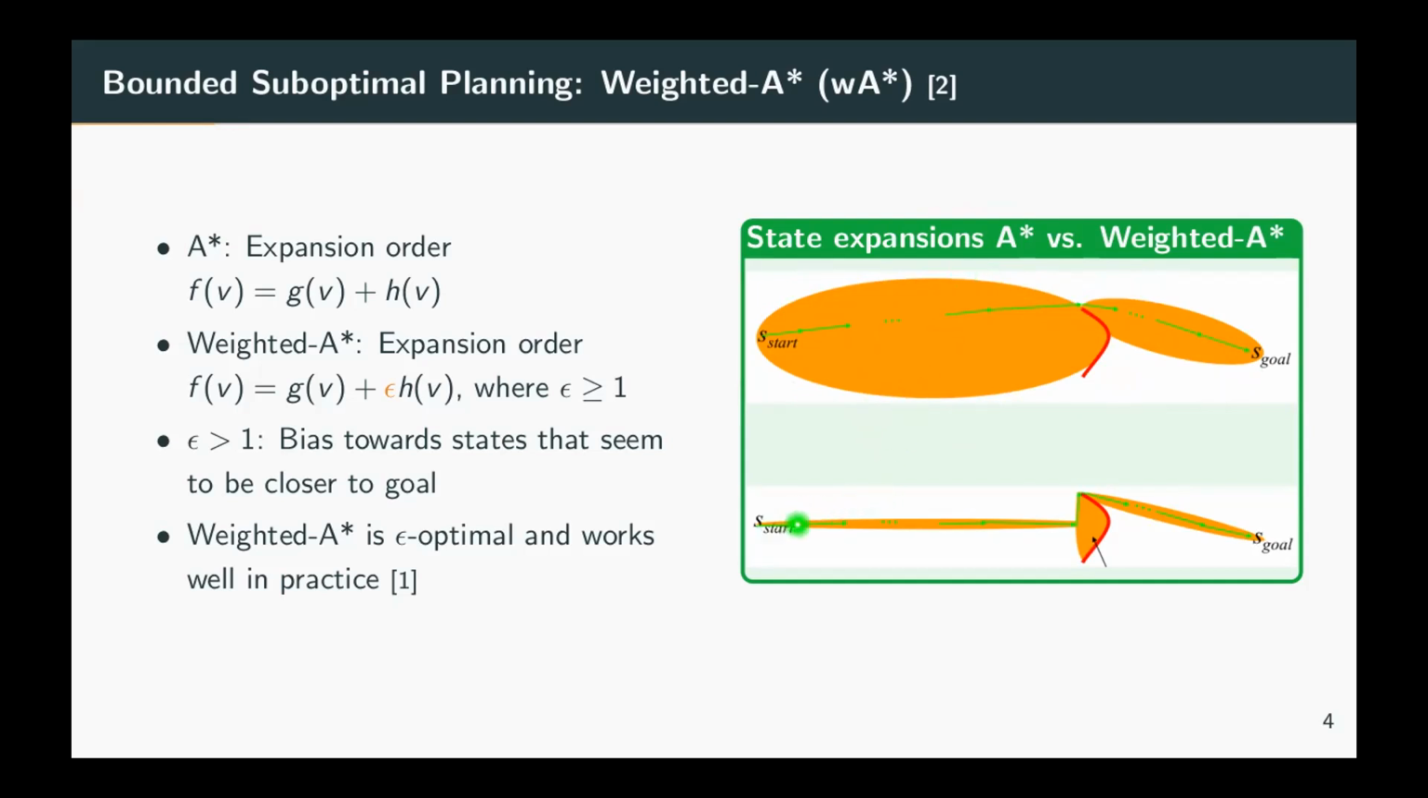Now, weighted A star, in contrast, is only bounded suboptimal, and because of that, it can very quickly explore the state space and needs to explore way fewer states in total. And typically, the number of states that you explore is linearly correlated with the runtime. And so, of course, if you explore fewer states, then your runtime is also much faster.